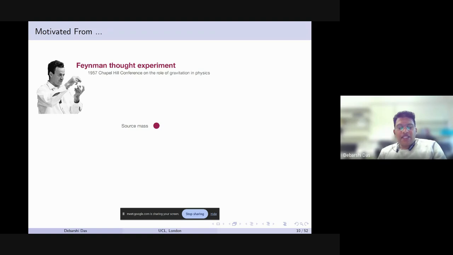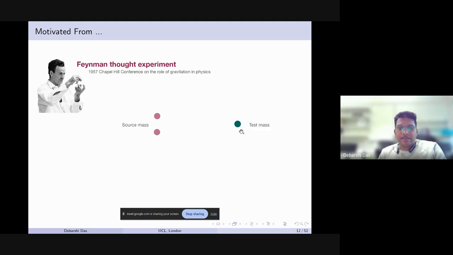The idea of this experimental proposal actually came from a thought experiment by Feynman, which Feynman presented at a conference in 1957. The idea of Feynman was like this. Suppose you have a source mass and you prepare the source mass in a spatial superposition state. That means the mass can be here plus there, a superposition of both positions. Now you take another test mass.